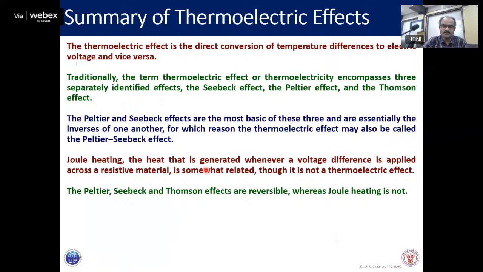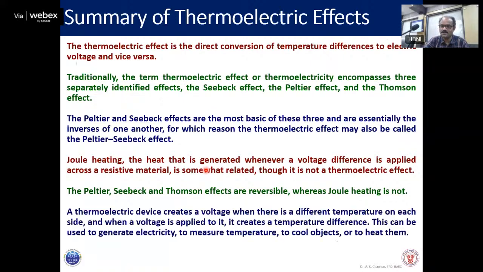The Peltier, Seebeck and Thomson effects are reversible. However, Joule heating is not reversible. A thermoelectric device creates a voltage when there is a difference of temperature on each side, and when a voltage is applied to it, it creates a temperature difference. It's a similar thing, I have just written it in another way.